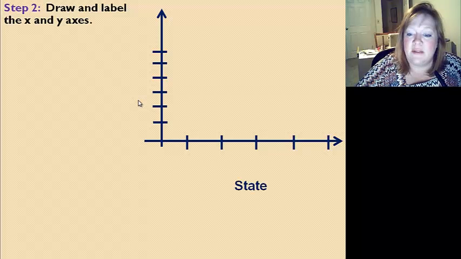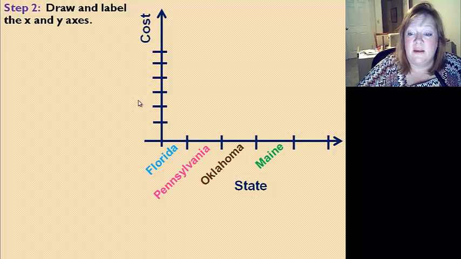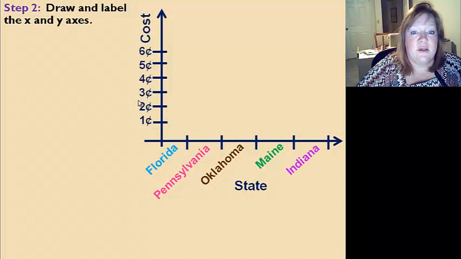On the bottom, it's going to be the state, and on the side is going to be the cost per mile. You might want to put cost per mile. And then there are our states: Florida, Pennsylvania, Oklahoma, Maine, Indiana. So let's look at the cents here. Like I said, I was going up by ones, 1 through 6, up the y-axis.